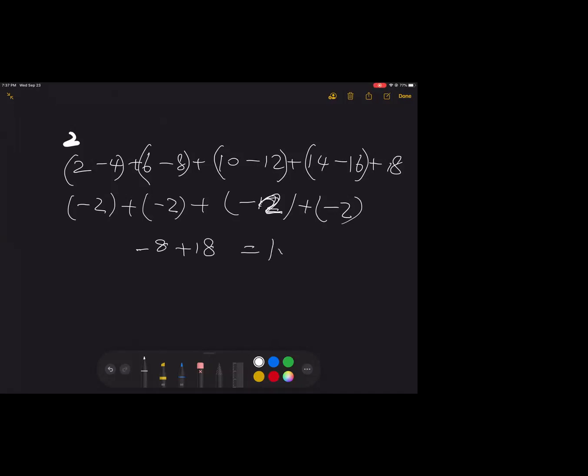All right. Very good. So Shiyun did grouping. Group 2 minus 4, 6 minus 8, 10 minus 12, 14 minus 16. And then after grouping them, we find they're all -2s, and there are 4 of them. And 4 of them together is -8. And then you add 18, that's 10. Okay, very good. Yeah, 18, and then you got 10. Very good. Any other thoughts? Any other comment on this problem?